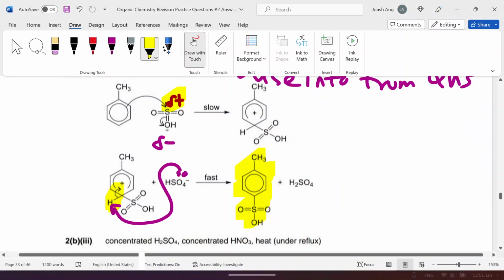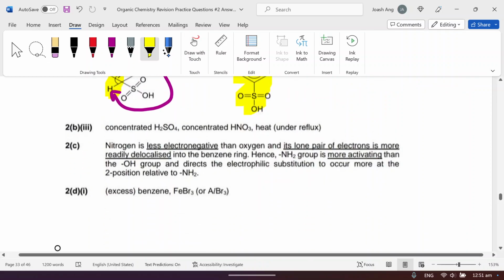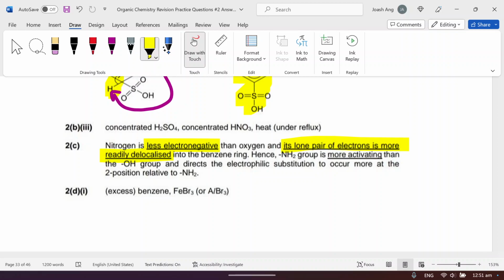So let's look at the answer. Nitrogen is less electronegative and its lone pair of electrons is more readily delocalized and more activating. Okay?